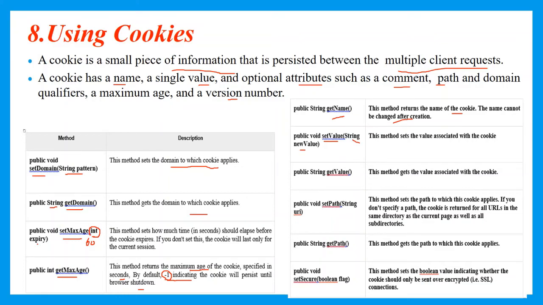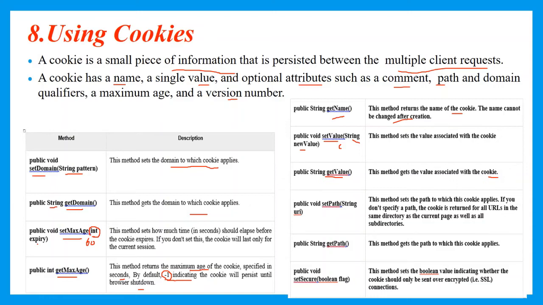getValue. The getValue is a method which is going to retrieve the value associated with the cookie. Assume that I assigned the value to the cookie as CEC. Now I want to retrieve that value. In order to retrieve that value, I will make use of a method called getValue.